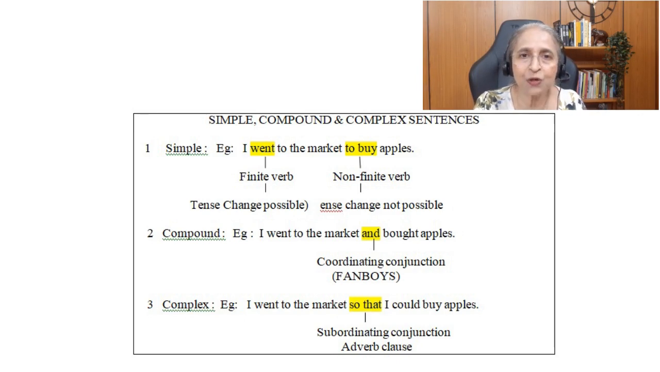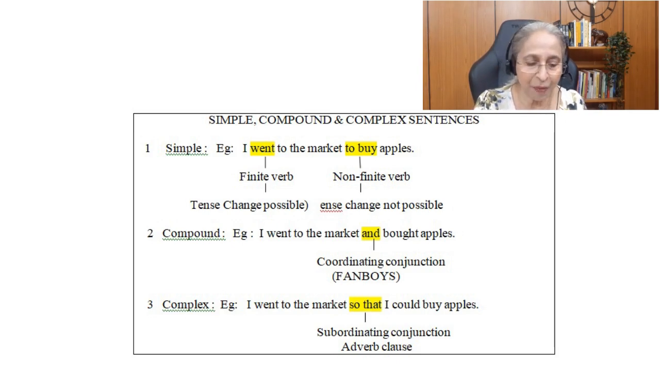Let's just go on to complex sentences. Complex sentences, ironically enough, though they are called complex sentences, they're not that complex. Honestly, they are simple because here you have the sentence divided into two parts again, but one part can stand independently. And in the example here, I went to the market so that I could buy apples. So I went to the market can stand independently. So it's the main clause, the independent clause.